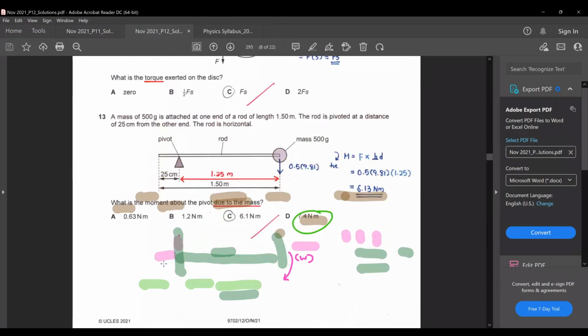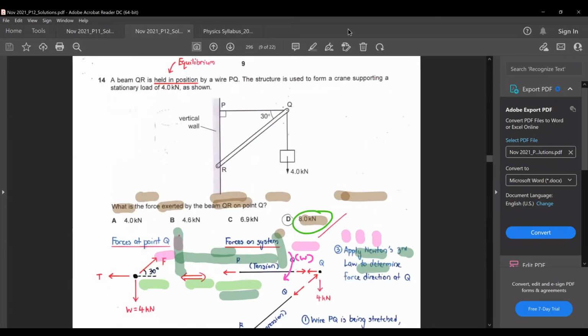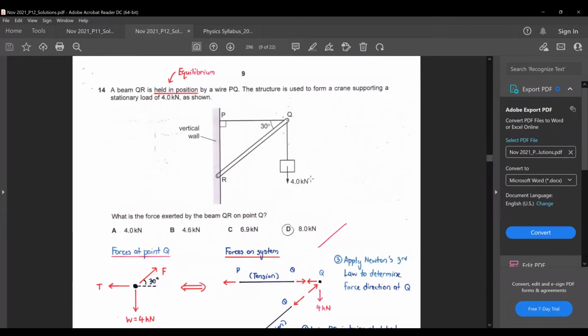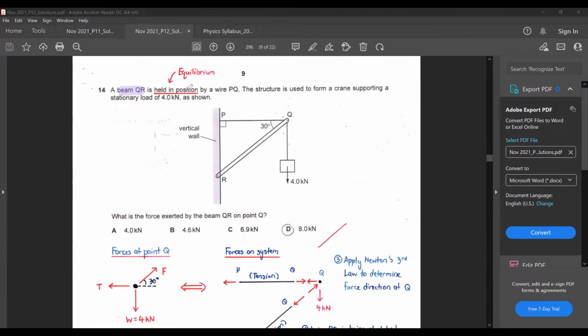Then after that, we go to number 14. For 14, you have a beam QR that is held in position by a wire PQ. The structure is used to form a crane supporting a stationary load of 4 kilonewton. What's the force exerted by the beam QR on point Q? Now, you're talking about the force being exerted on point Q, right?